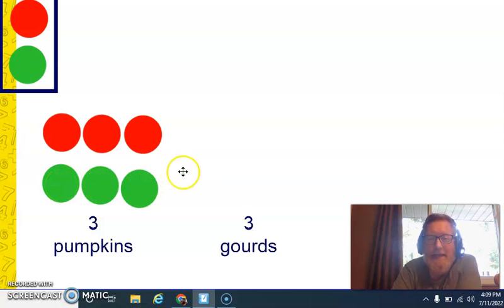Good job. Nice counting. All we're doing with addition is putting our 2 sets of objects together to find out how many in all that we have, okay? I love how you're working.